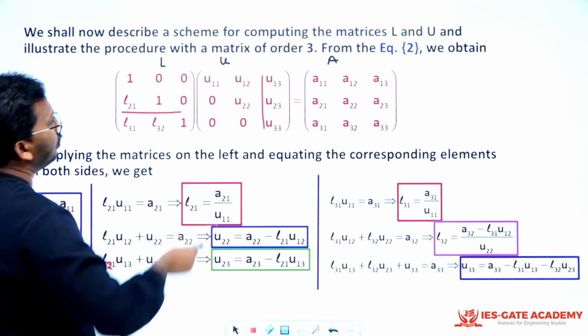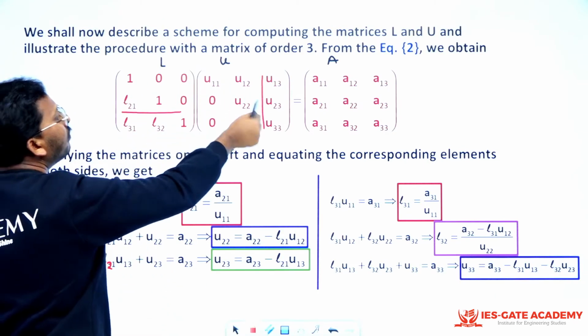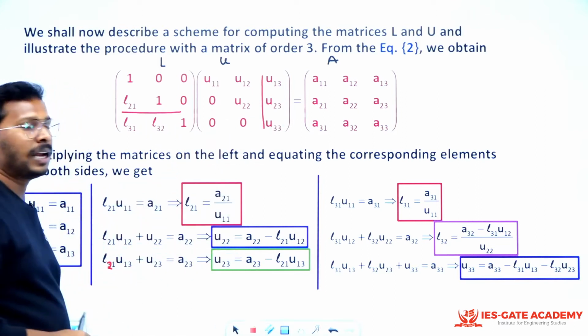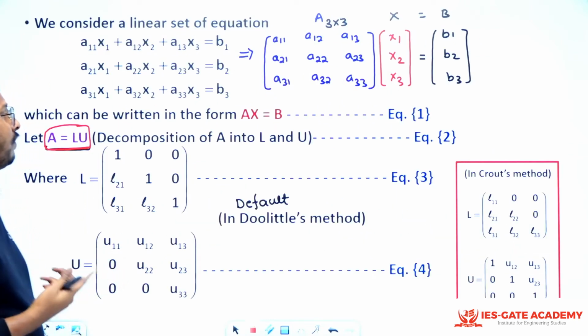In Crout's method also we have to do the same thing. Just put L11, L12, L13 here, 1, 1, 1 you will get, and equate it. The same 9 unknowns and 9 equations you will get, and you will get the unknowns. Right? Okay sir, we have decomposed it.